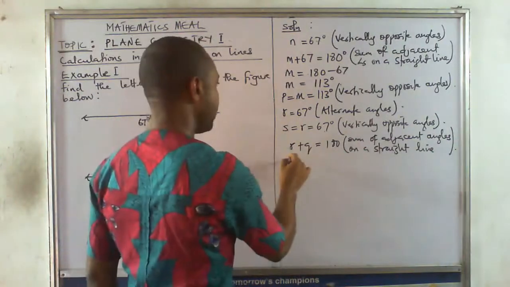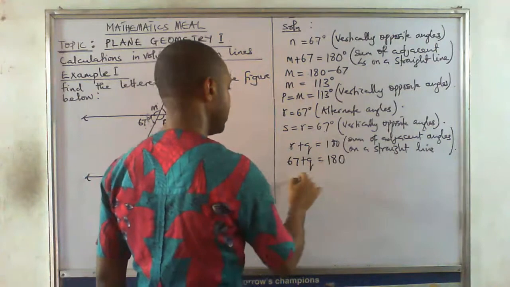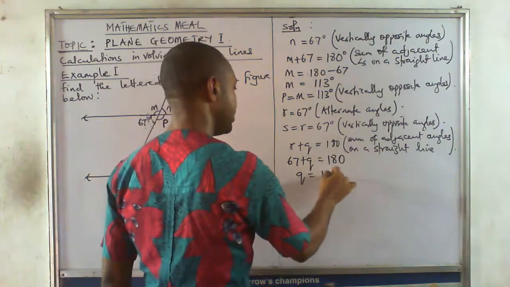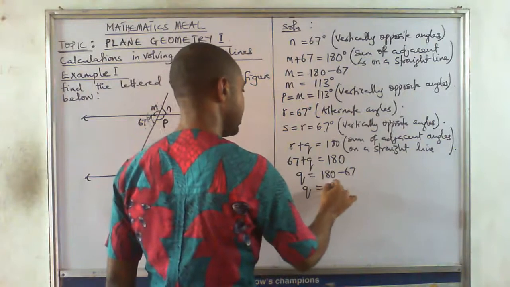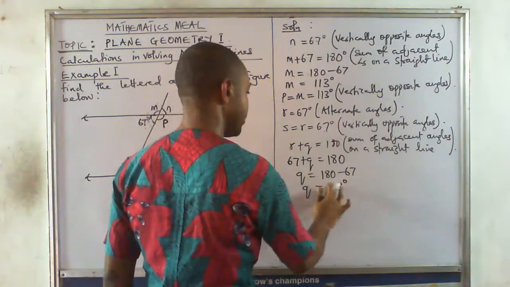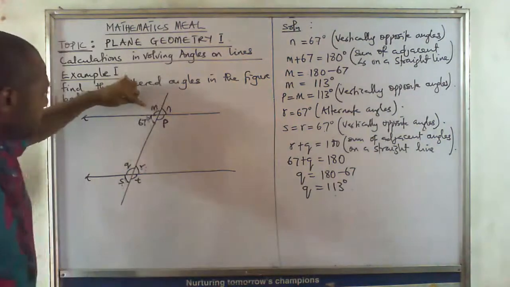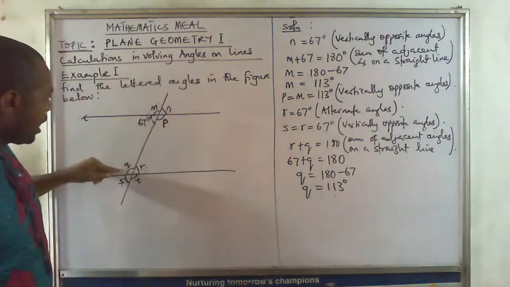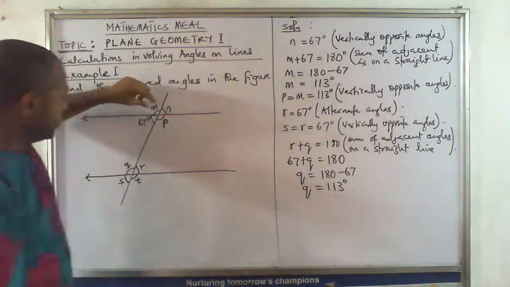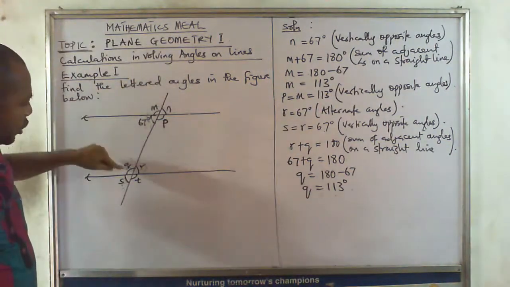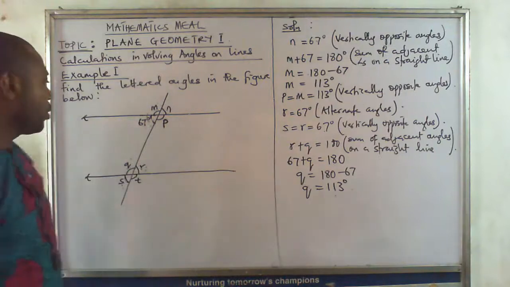So what is R? We have found R to be 67 plus Q will give us 180. So what will be Q? Q will be 180 minus 67. Q will be 113 degrees. It will still be the same thing if someone decides to compare M and Q. They are corresponding angles. We have found M to be 113 degrees. So M is still corresponding to Q. So they will be equal. So Q is still 113.